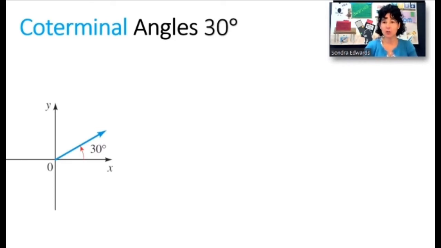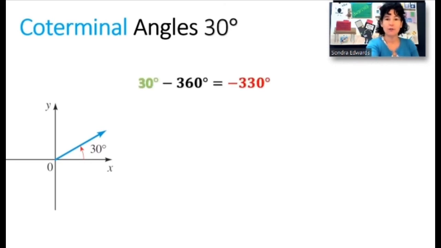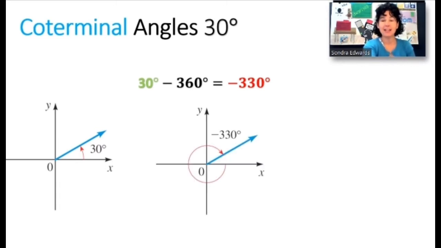So to get coterminal angles, I can add or subtract 360 degrees as many times as I want. So for example, if I subtracted 360 degrees from 30, I would get negative 330. Graphing negative 330, I would start there at the x-axis and rotate clockwise 330 degrees, but notice we end up in the exact same location.